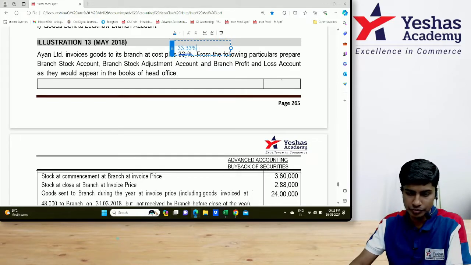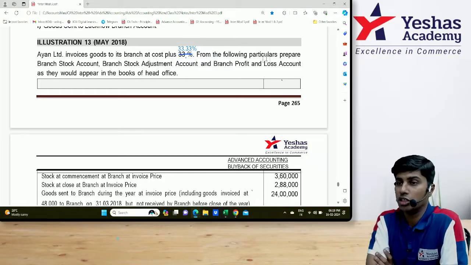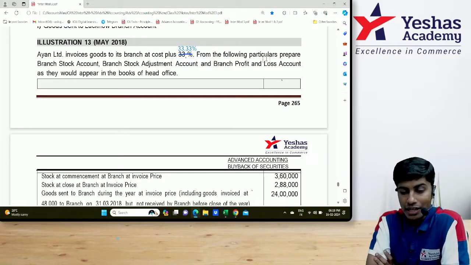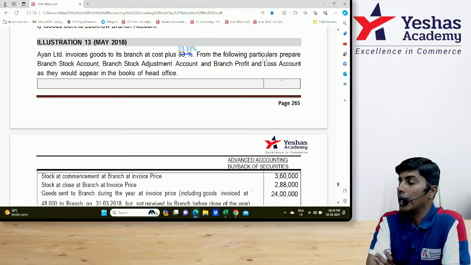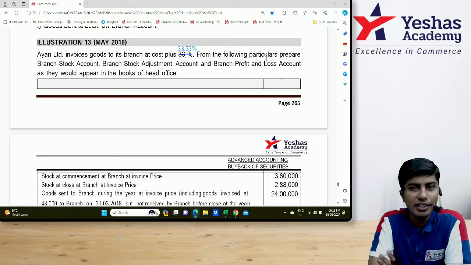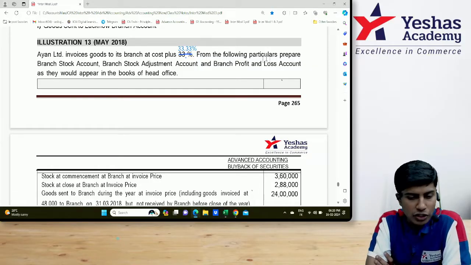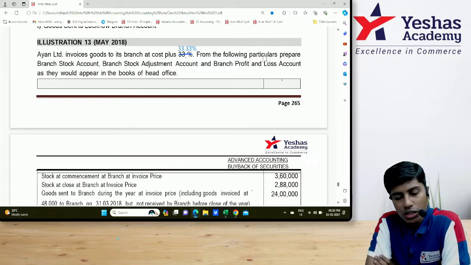33.33%. So Ion Limited invoices goods to its branch at cost plus 33.33%. Right there. Cost 100, load 33.33, invoice price 133.33. Everyone wrote that? From the following particulars, prepare branch stock account, branch stock adjustment account, branch P&L account.